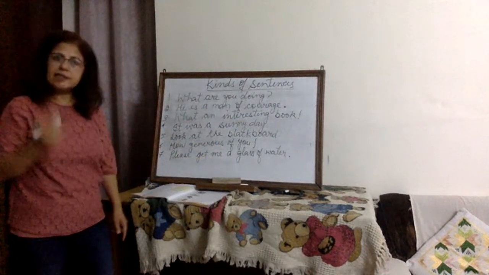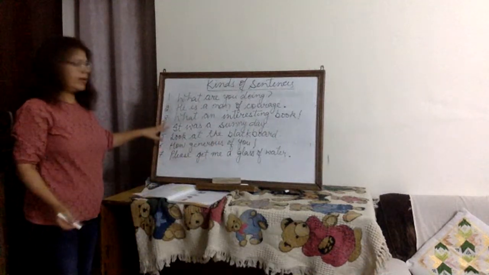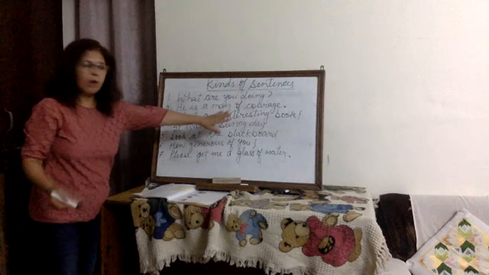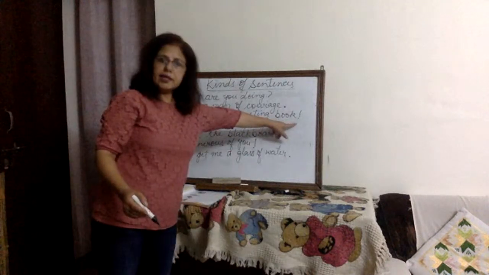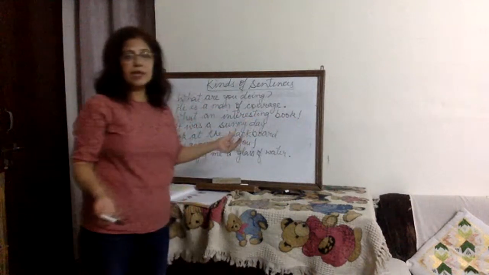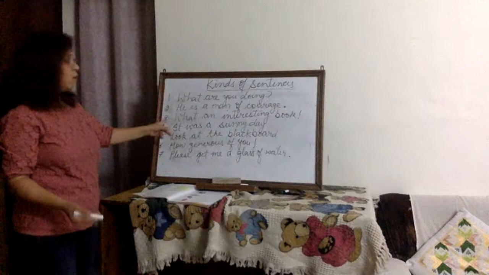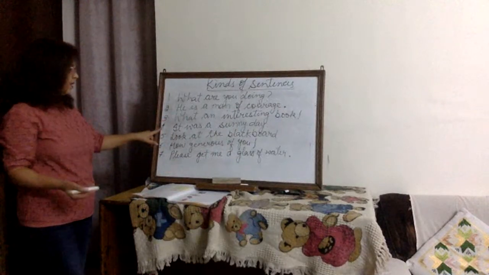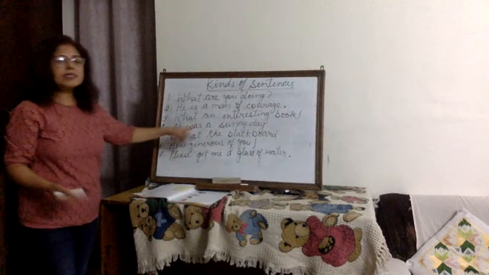So it is an assertive sentence. Number three, what an interesting book. And at the end, exclamation mark is there. So exclamation mark means it is an exclamatory sentence. What an interesting book. Number four, it was a sunny day.